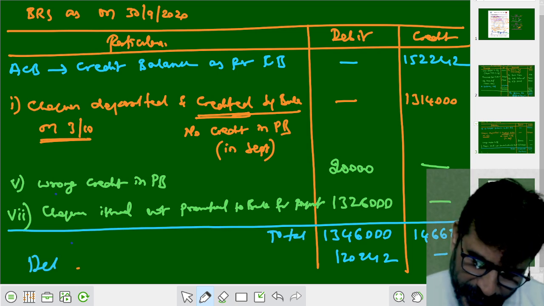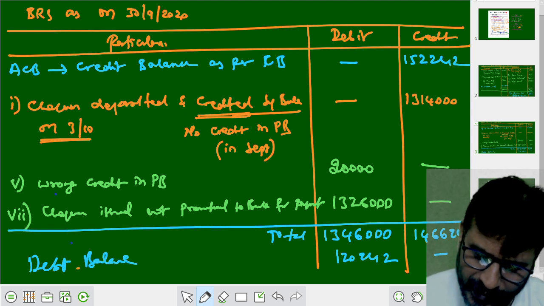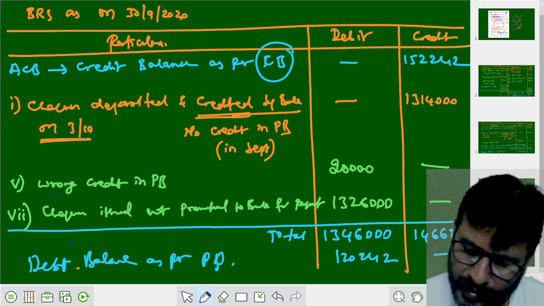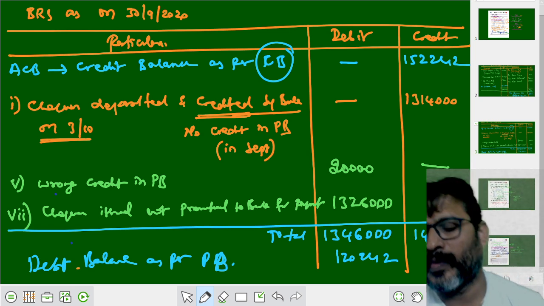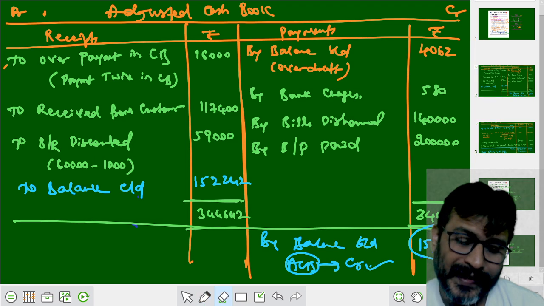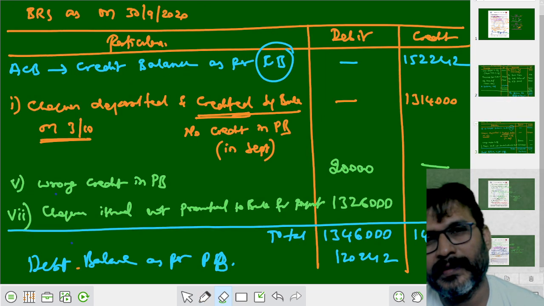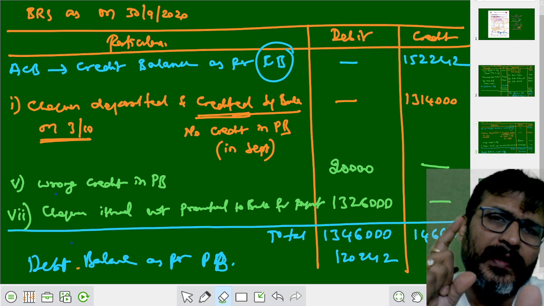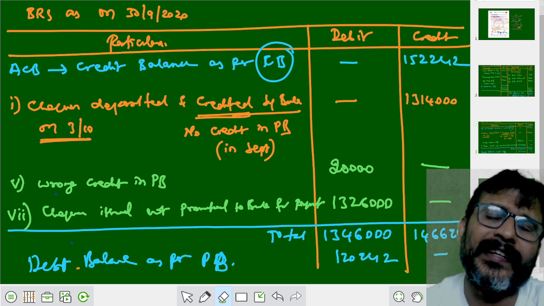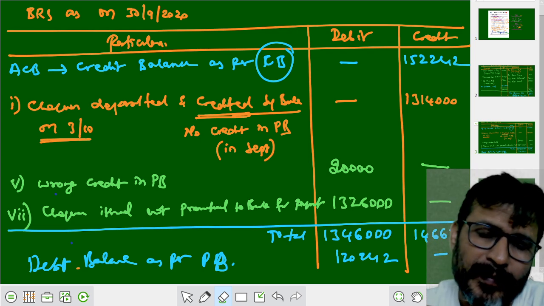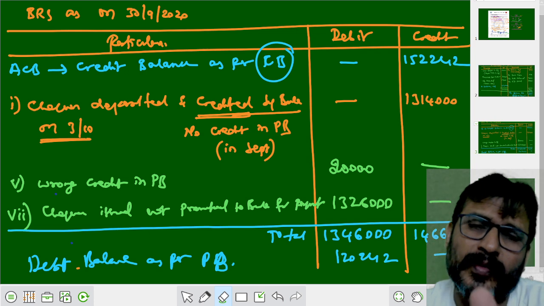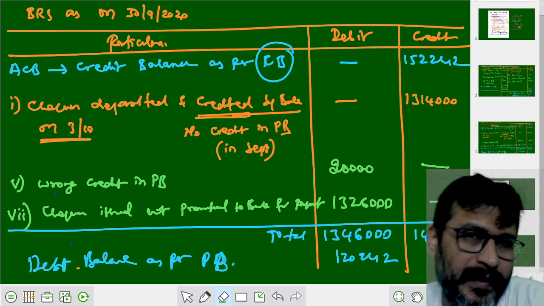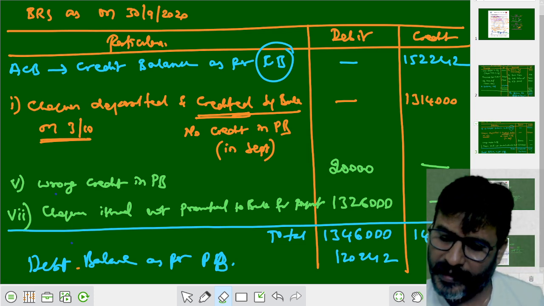Whatever balance you got is called the debit balance as per passbook, started with cash book and ended with passbook. These are the problems with the ACB as well as BRS. In ACB, what entries do we have to record? Entries made in the passbook, mistakes in the passbook, and entries not made in the passbook come in BRS. Entries made in the cash book, not entered in the cash book, and mistakes in the cash book come under the heading of ACB. Okay. Thank you, my dear kids. Take care. Bye-bye.